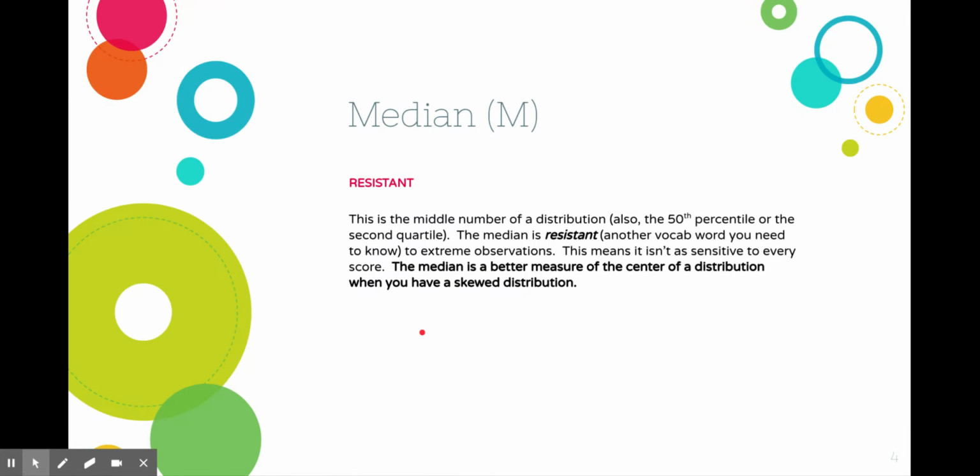Median. Also, you'll see that median could be denoted with a capital M. This is the middle number of a distribution, also the 50th percentile or the second quartile. The median is resistant to extreme observations, another vocabulary word you need to know. This means it isn't sensitive to every score. The median is a better measure of the center of a distribution when you have a skewed distribution.